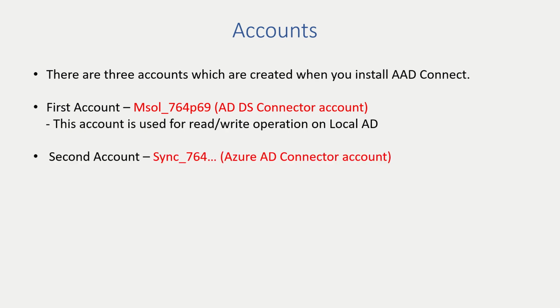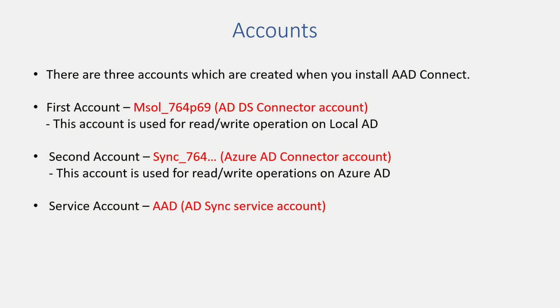The second account that gets created will be sync underscore some GUID. This will be created in Azure Active Directory. So the first account that is getting listed here will be created on-prem, and the second account will be created in Azure Active Directory. The purpose of the second account will be querying all the information in Azure Active Directory, likewise read and write operations, which will be done to Azure Active Directory depending upon the information that's coming from on-prem. The last account which gets created is the service account.